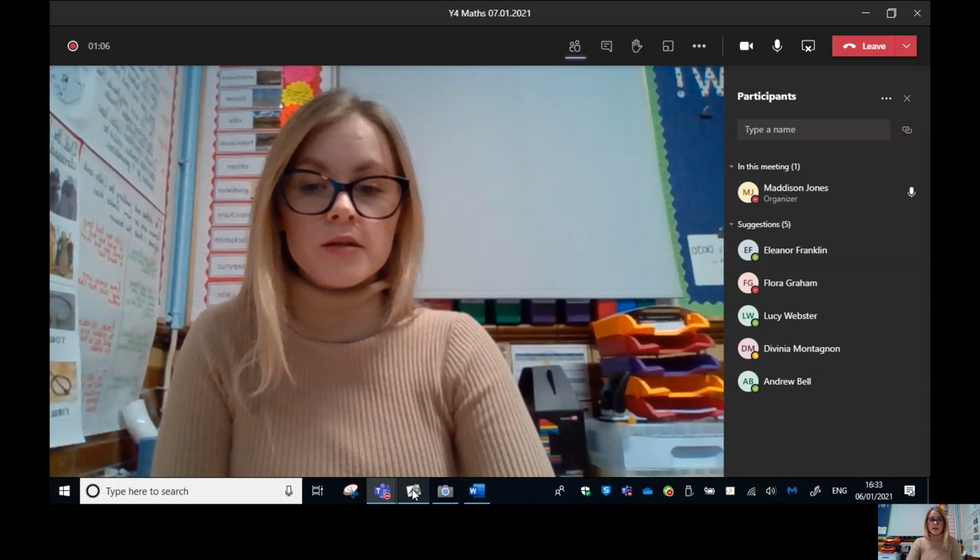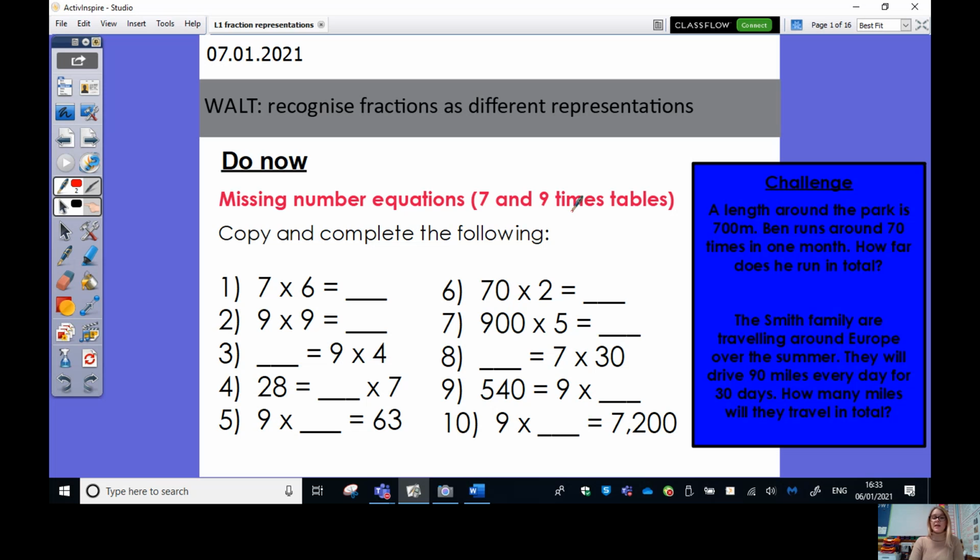Okay, on to today's lesson. Our do now is going to be using our 7 and 9 times tables, since that's been our focus over the last 2 lessons. I want you to copy and complete the missing number equation. On this side, it's your normal facts that we're used to, and then you're applying it with multiples of 10 and 100 on this side.